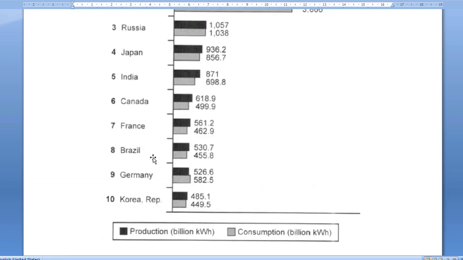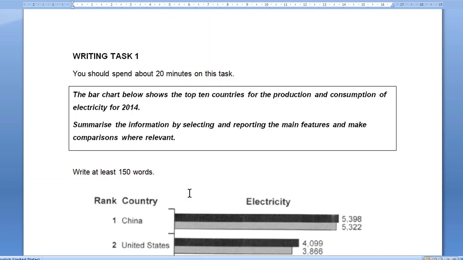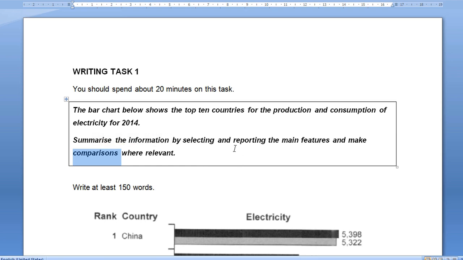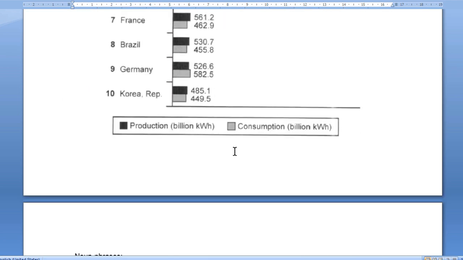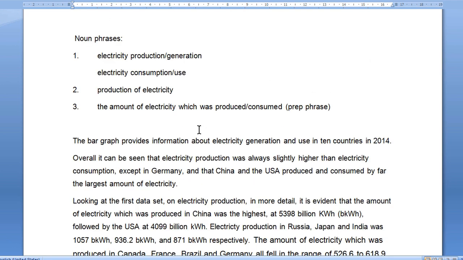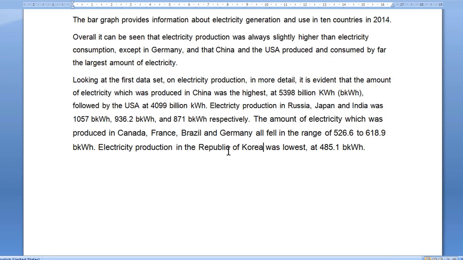Then I'll just want to mention the lowest one, because remember, they are asking for comparisons. So if you can say the highest and the lowest, it's good. So the Republic of Korea was 485.1. Electricity production in the Republic of Korea was lowest at 485.1. Actually, I think I'm going to add a finally here just for some linking language.